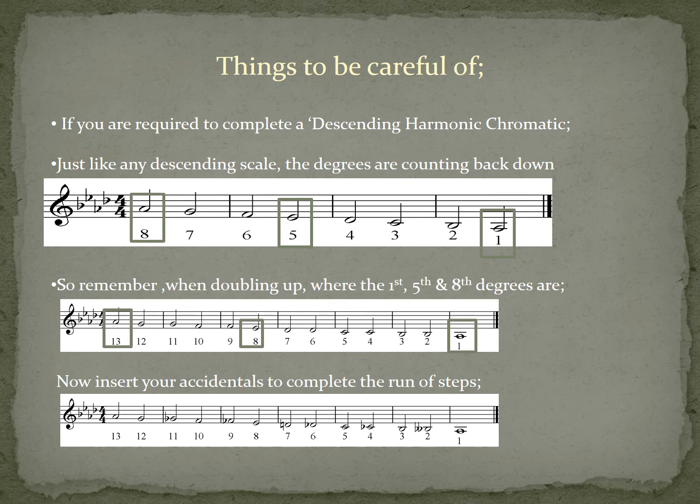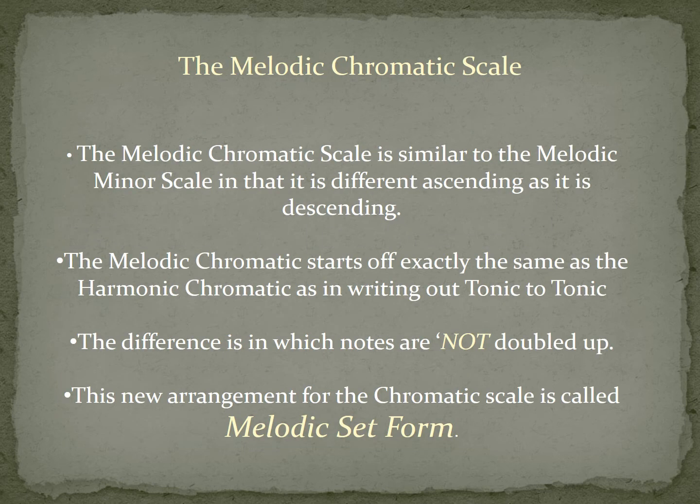So that was the harmonic chromatic. Now the second form of chromatic is called the melodic chromatic scale. Now the melodic chromatic scale is very similar to the melodic minor scale in that it's different ascending than it is descending. So also the melodic chromatic starts off exactly the same as the harmonic chromatic, as in writing it out from tonic to tonic.